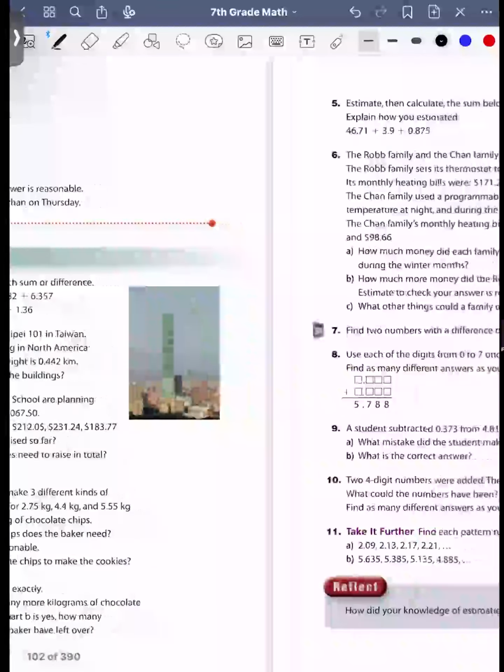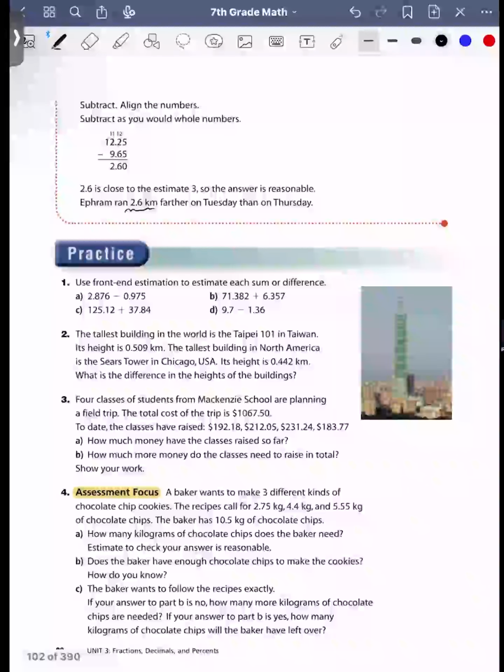Let's try this one together. Use front-end estimation to estimate each sum or difference. Right now, we're gonna try problem number A and problem number C. So number A, we have 2.8676 minus 0.975.